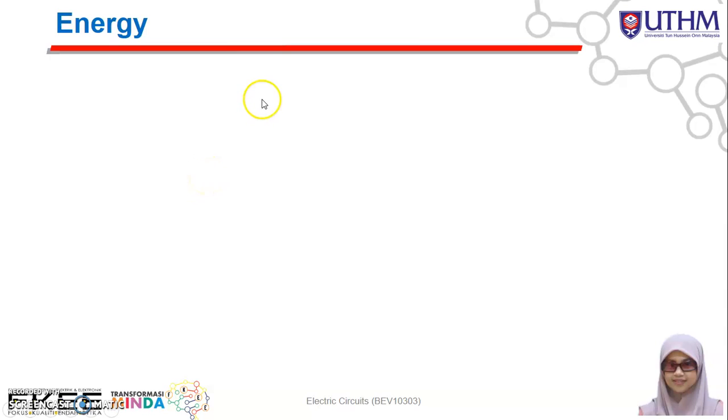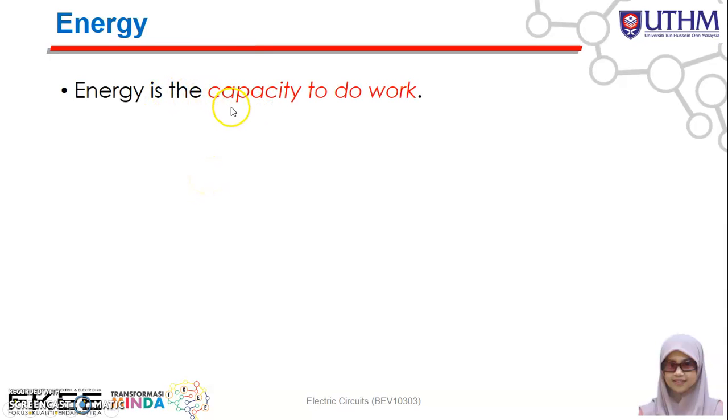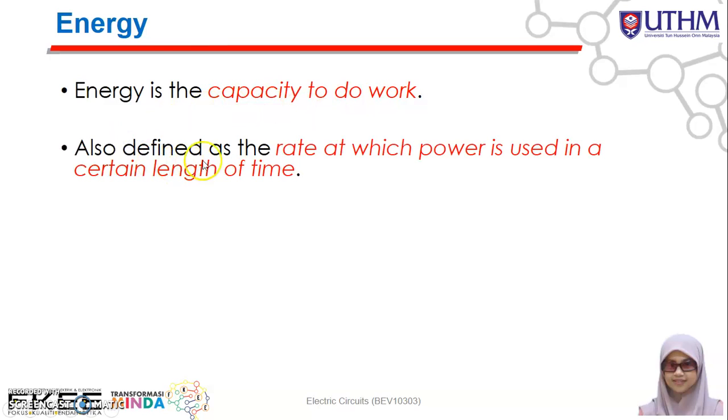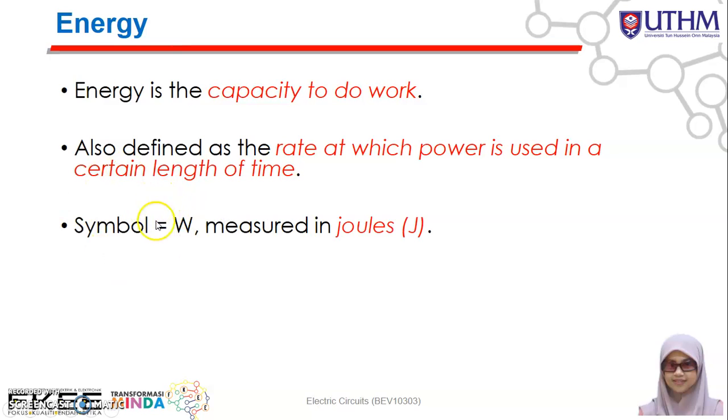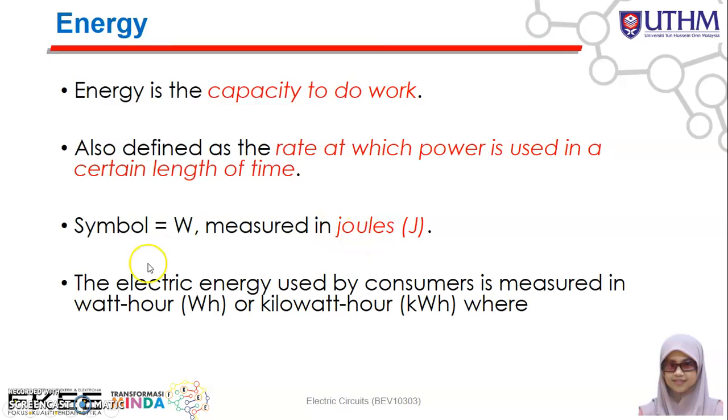What is the definition of energy? Basically, energy is the capacity to do work. Energy can also be defined as the rate at which power is used over a certain length of time, meaning that energy is equal to power multiplied by time. The symbol for energy is usually W, and it is measured in joules. The electrical energy used by the consumer is measured in watt-hours or kilowatt-hours, where 1 watt-hour is equal to 3600 joules.